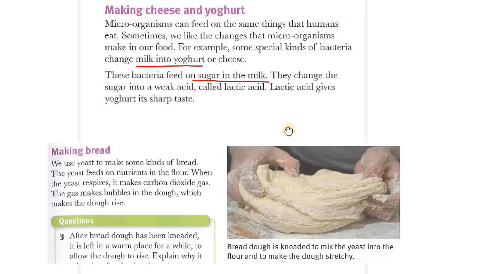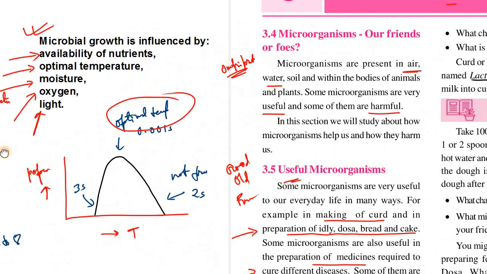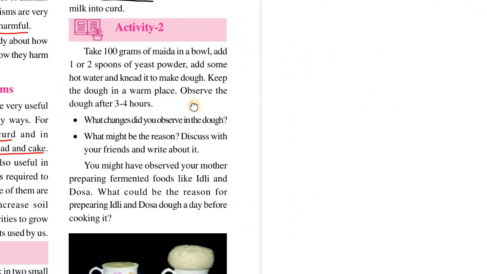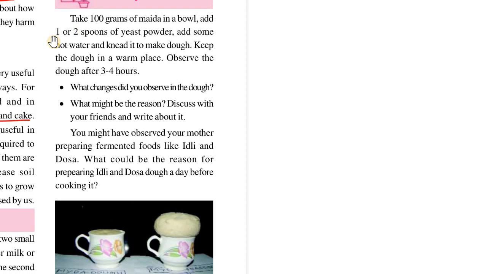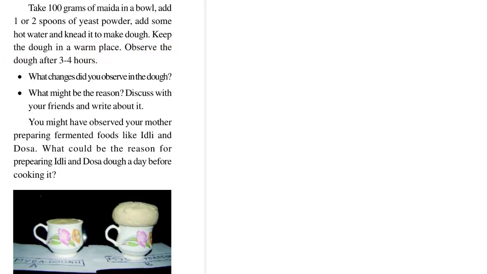Now think of bread, yet another example you will find in the text. Think of the making of bread. Take 100 gram of maida in a bowl, add 1 or 2 spoons of yeast powder, add some hot water, and knead it into a dough. Now keep the dough in a warm place. Now observe the dough after 3 to 4 hours.